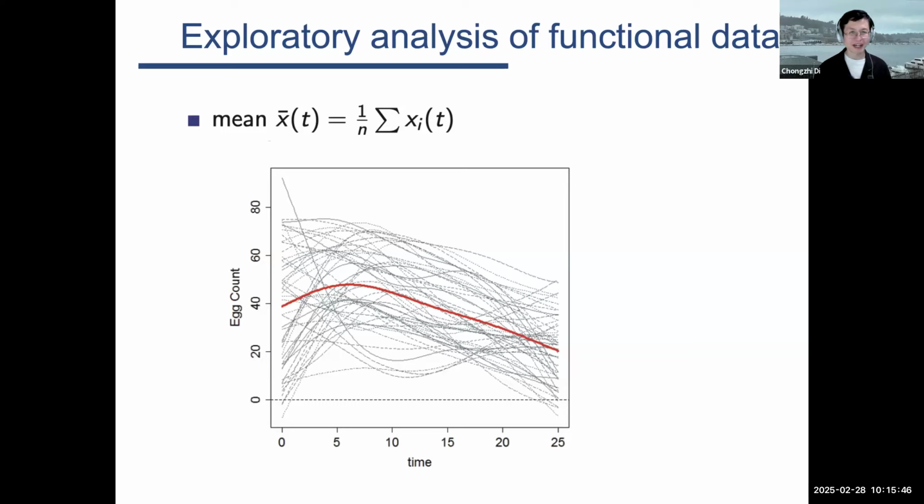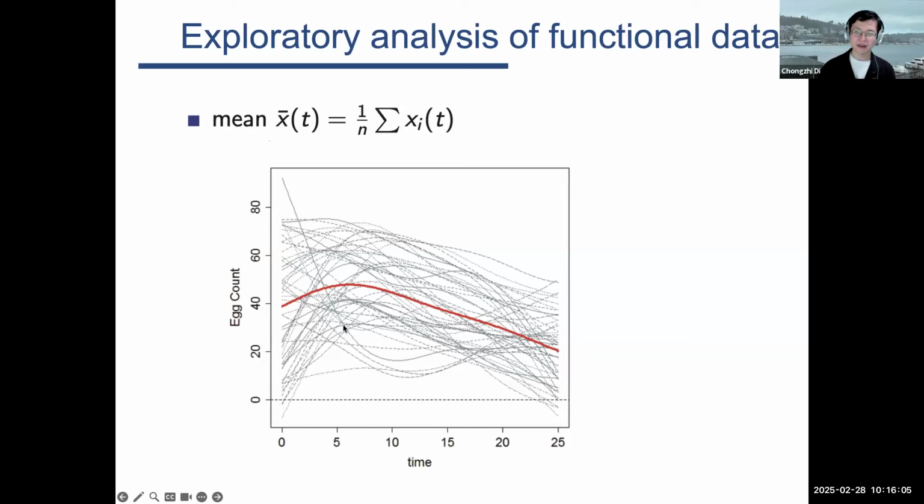The mean part is really easy and intuitive, right? I'm again using this MATLAB data where you see we have somewhere around 30 to 40 different curves, trajectories, right?